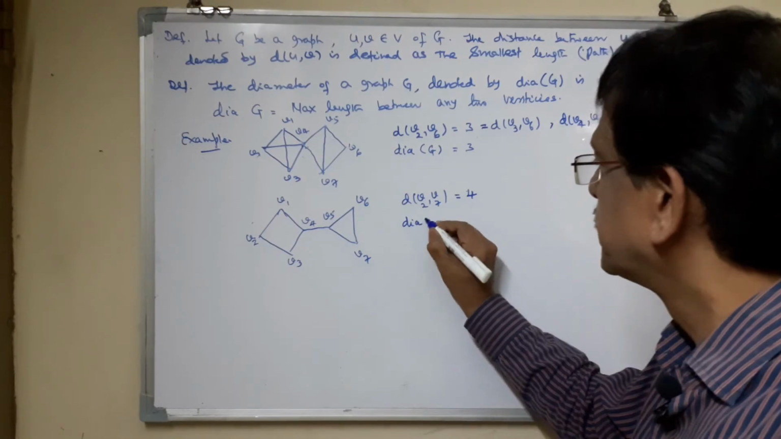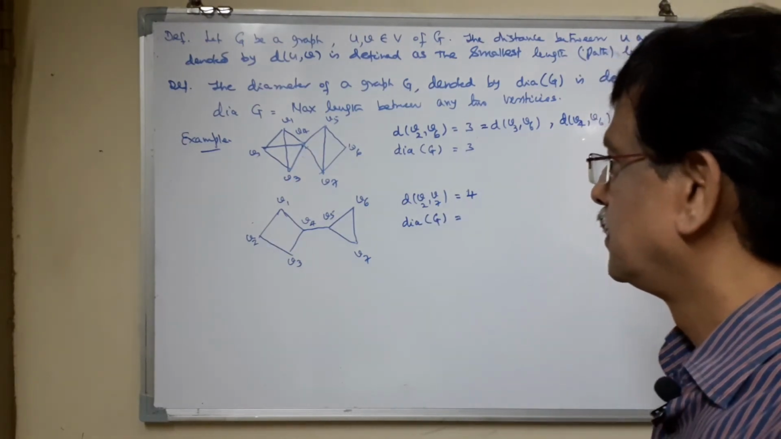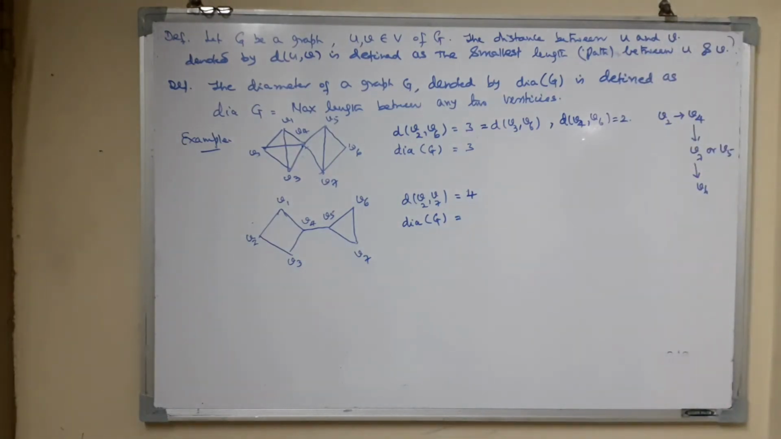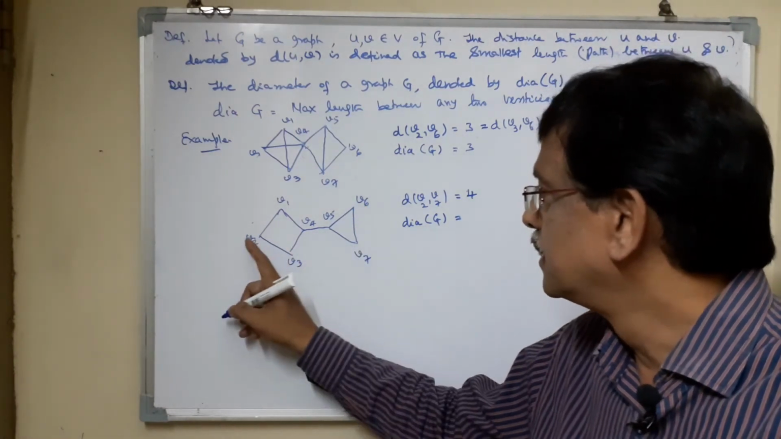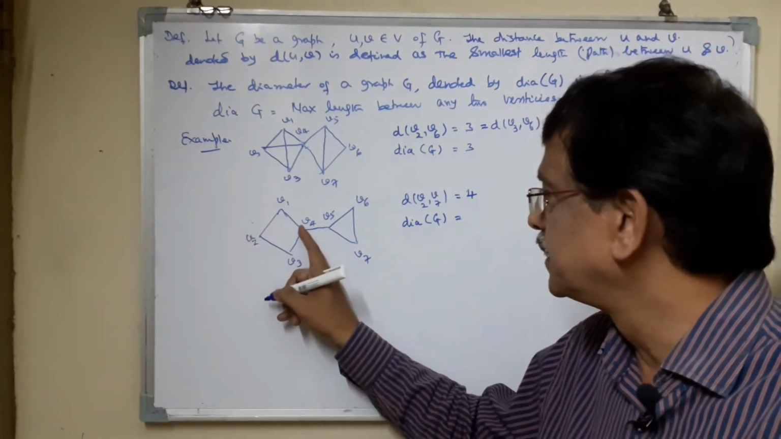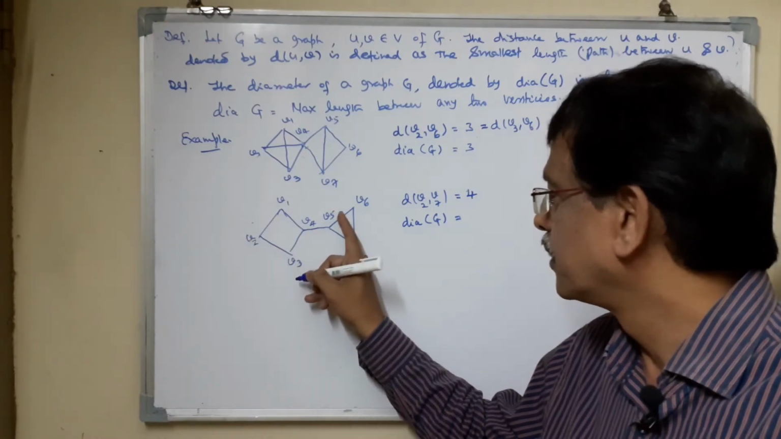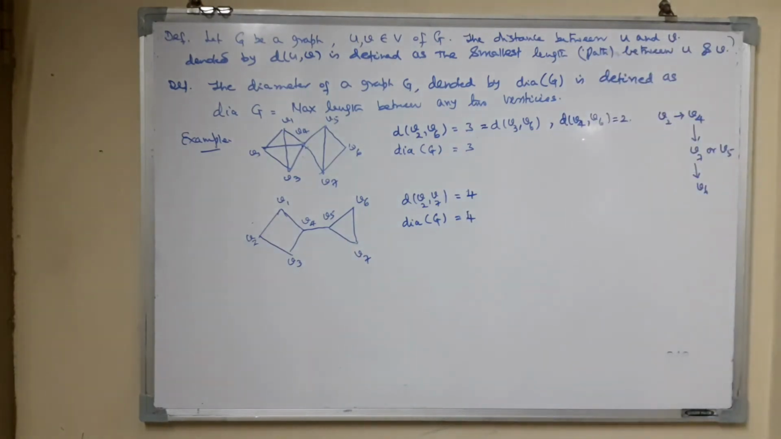What is the diameter of the graph G? You have to check either V2 to V6 or V2 to V7, that is the farthest. So V2 to V3, V3 to V4, 1, 2, 3, 4. In both the cases, the diameter of G is 4.